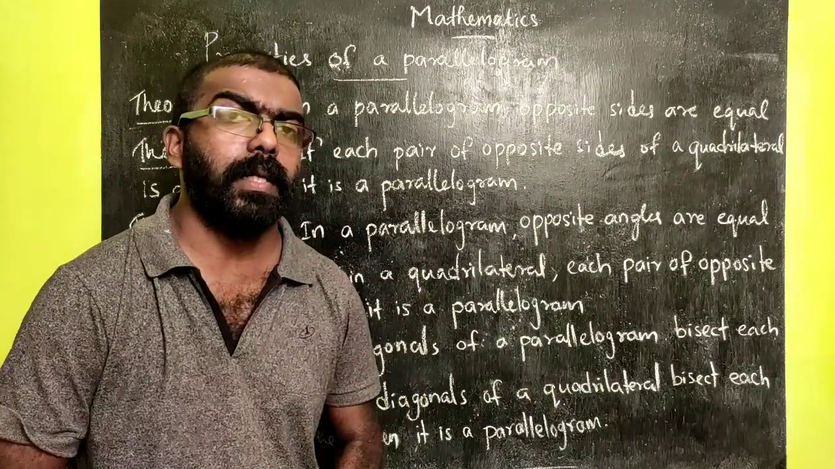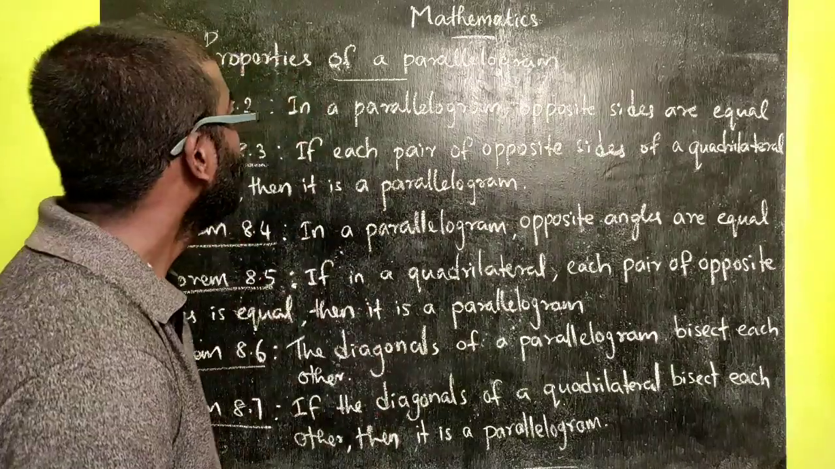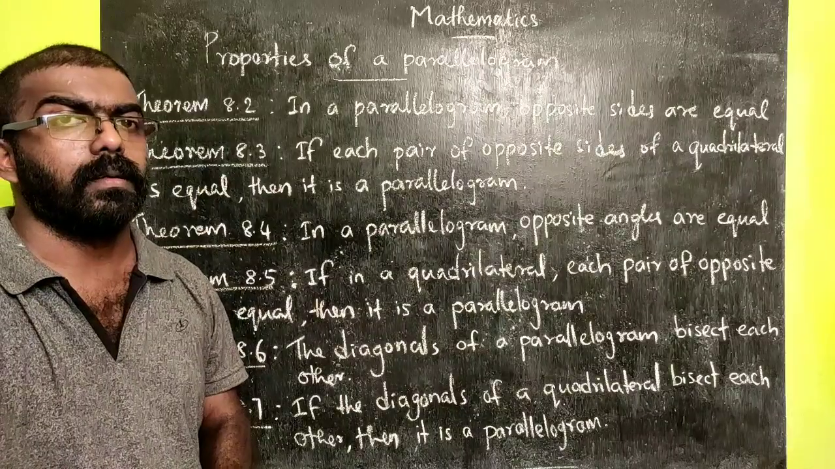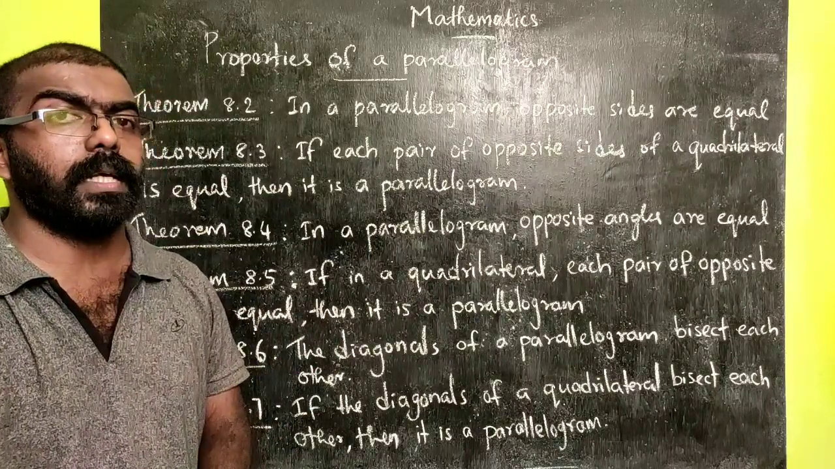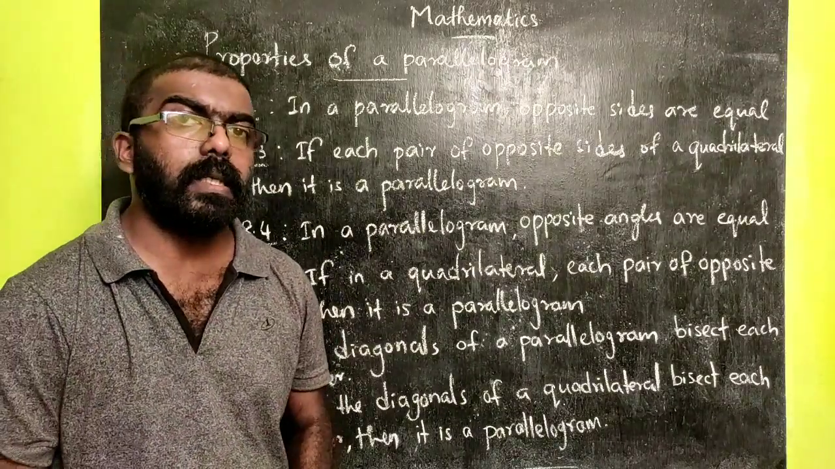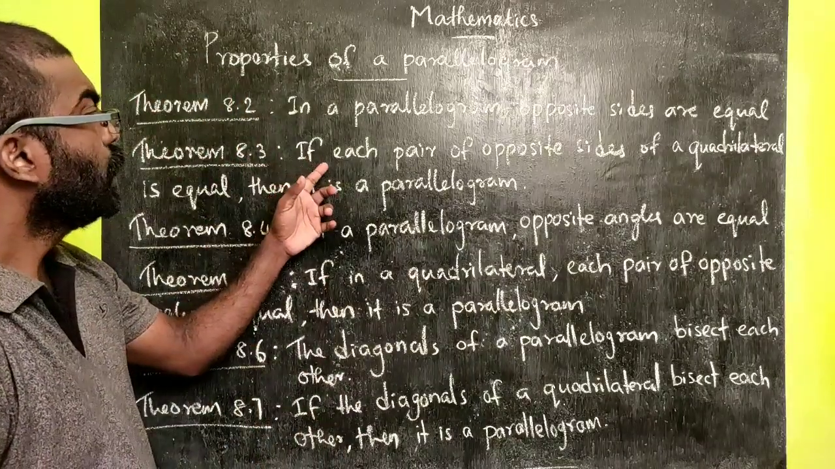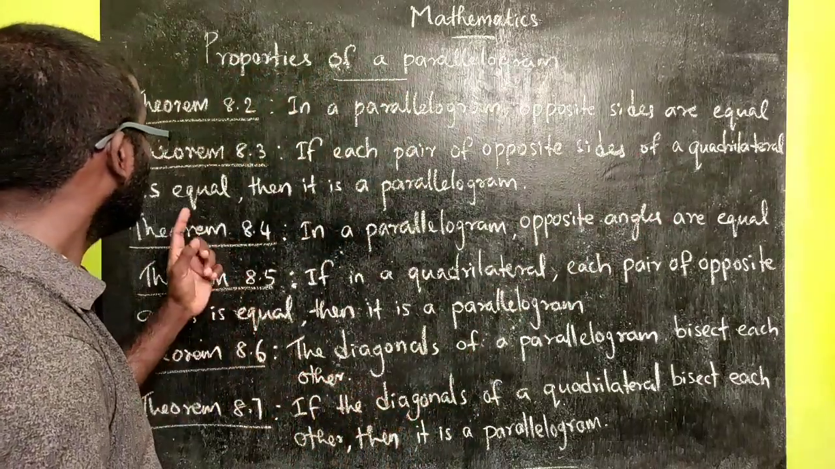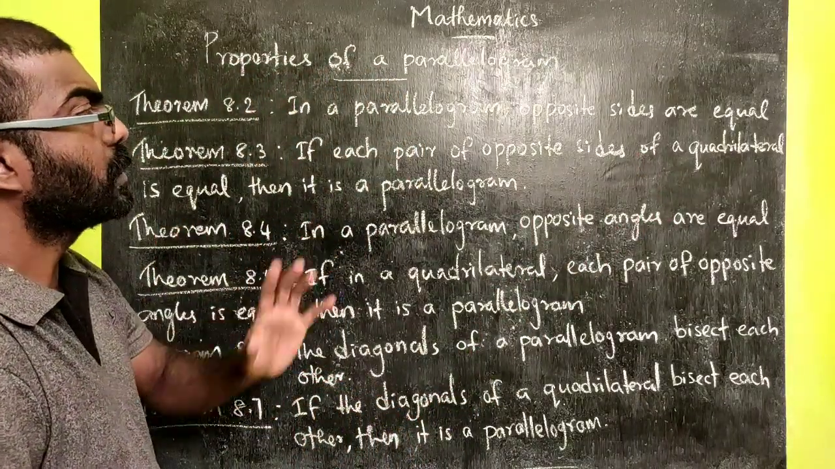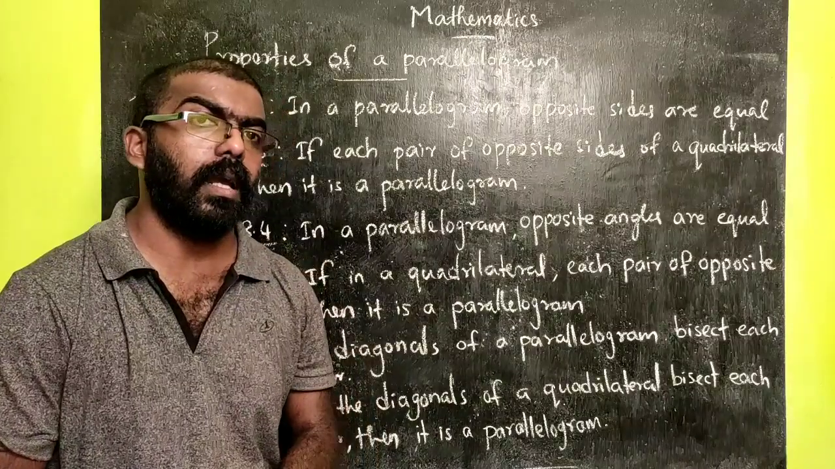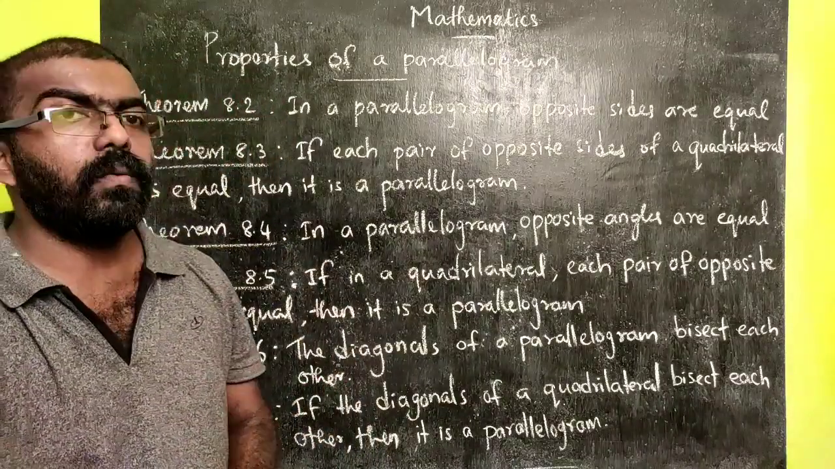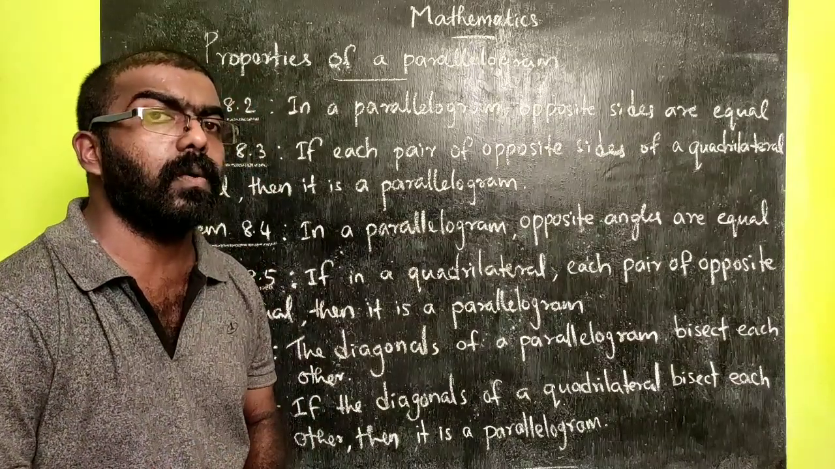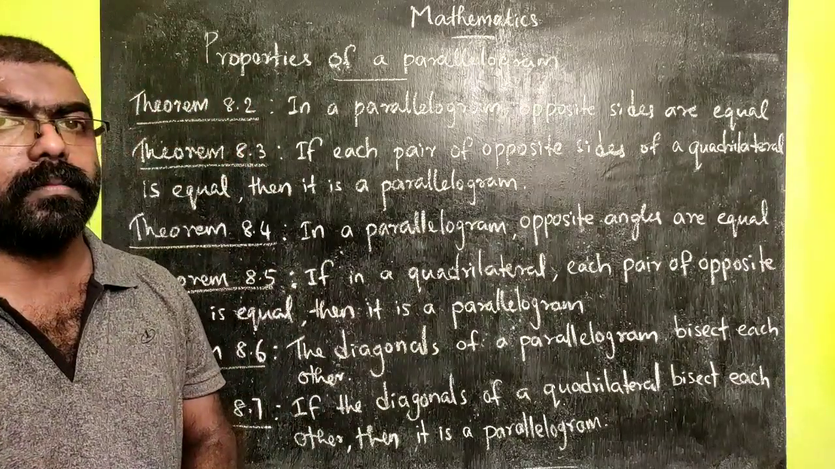Now we shall discuss the properties of parallelogram one by one. In a parallelogram, opposite sides are equal. Next one is the converse of theorem 8.2. If each pair of opposite sides of a quadrilateral is equal, then what we can conclude? It is a parallelogram.